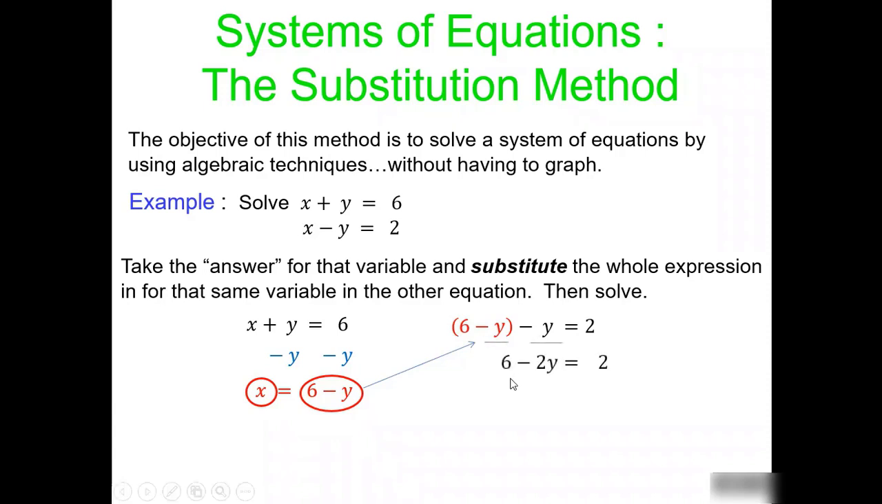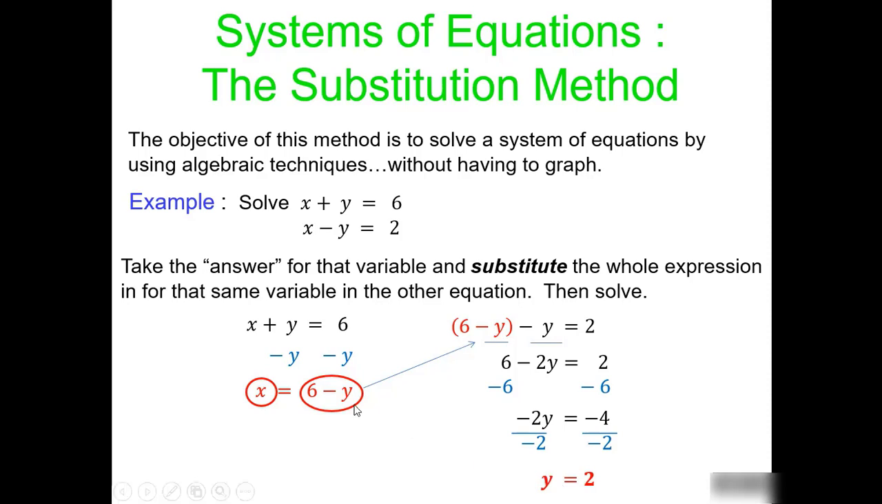So this gives us 6 minus 2y equals 2. And now if I subtract 6 from both sides, that gives me negative 2y equals negative 4, which gives me my first part of my answer. So I know that in order to make this system of equations true, the y coordinate needs to be 2.